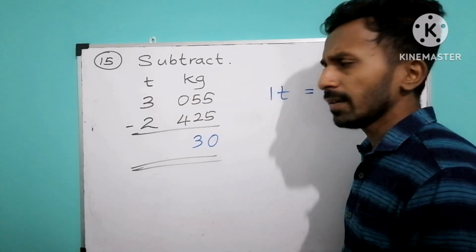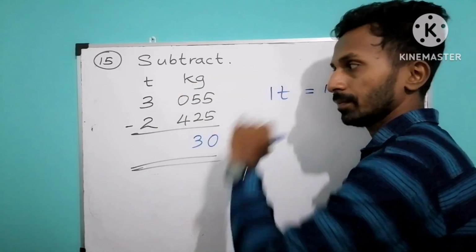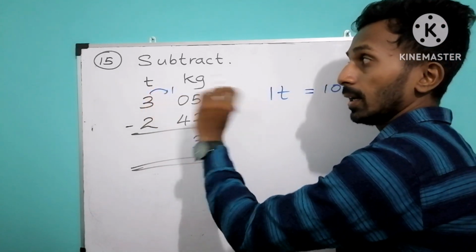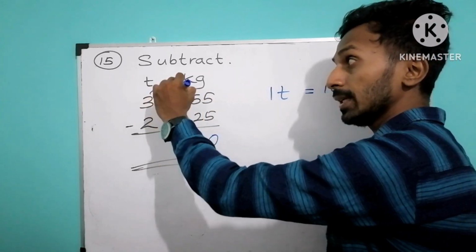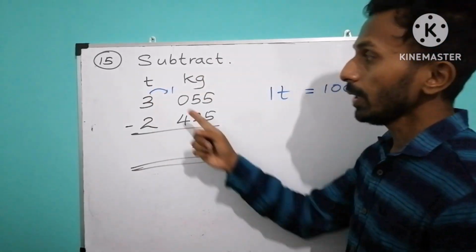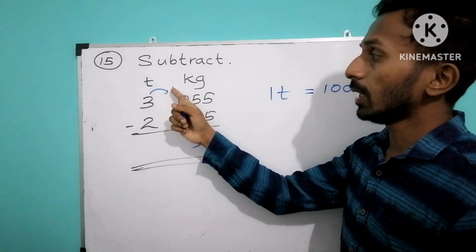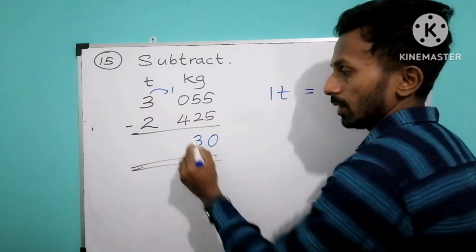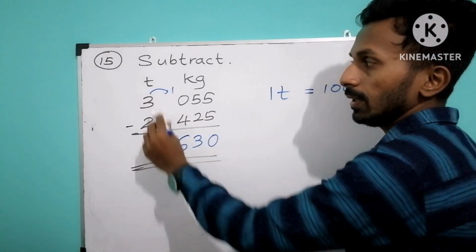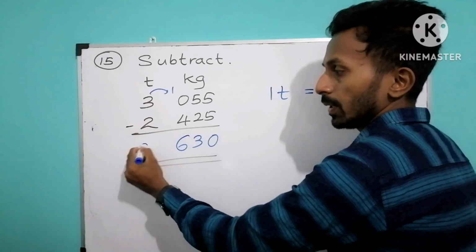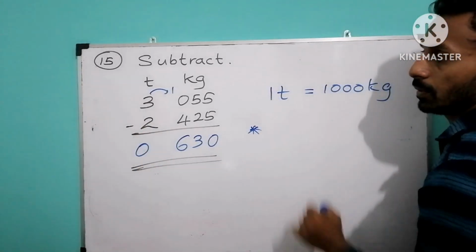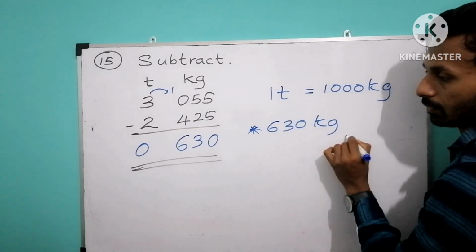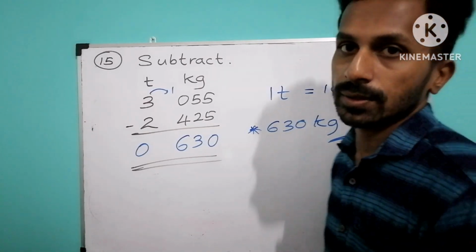0 minus 4. Can we subtract 4 from 0? We can't. Now take 1 metric ton here. 1 metric ton means 1000 kilograms. Now here 0. Now if we take 1, it becomes 10. 10 minus 4, 6. Here 2. 2 minus 2, 0. Now your answer is 630 kilograms. There are no metric tons.